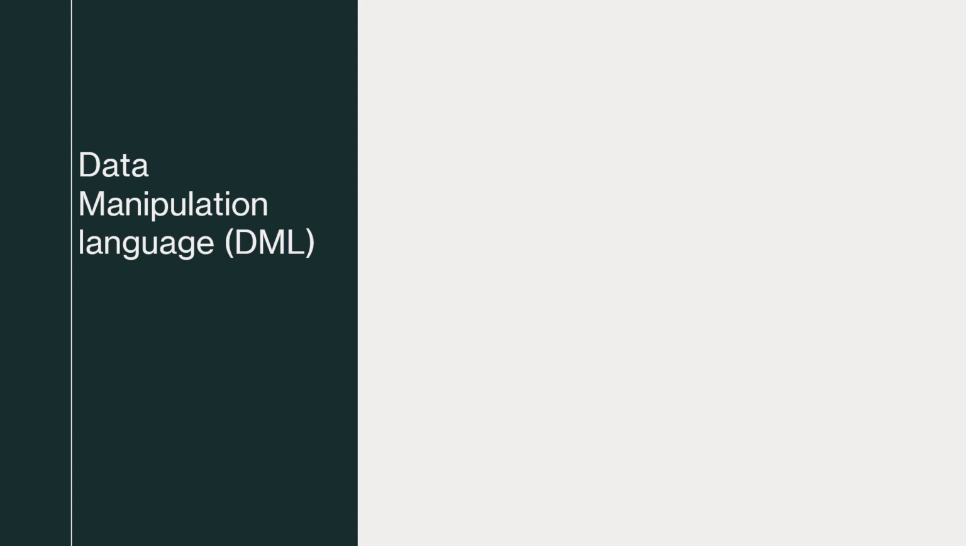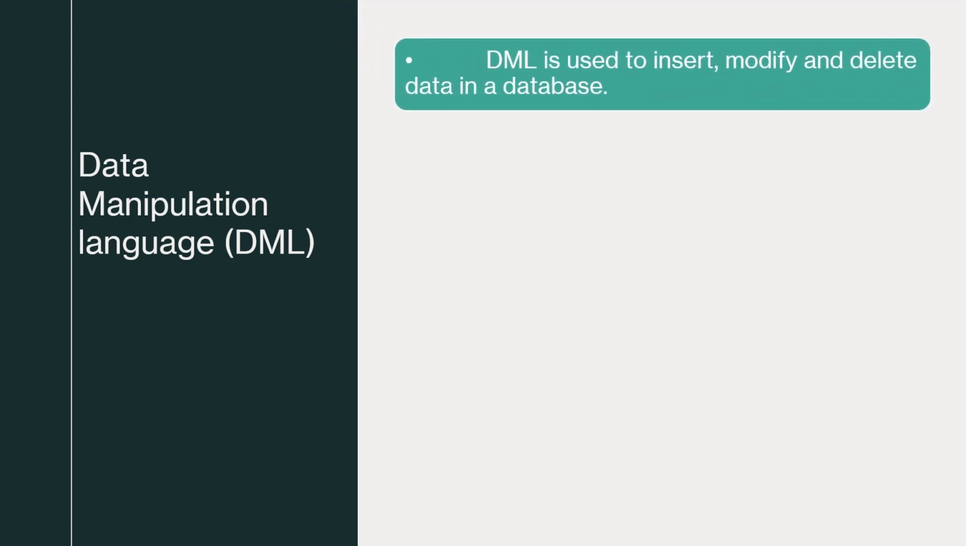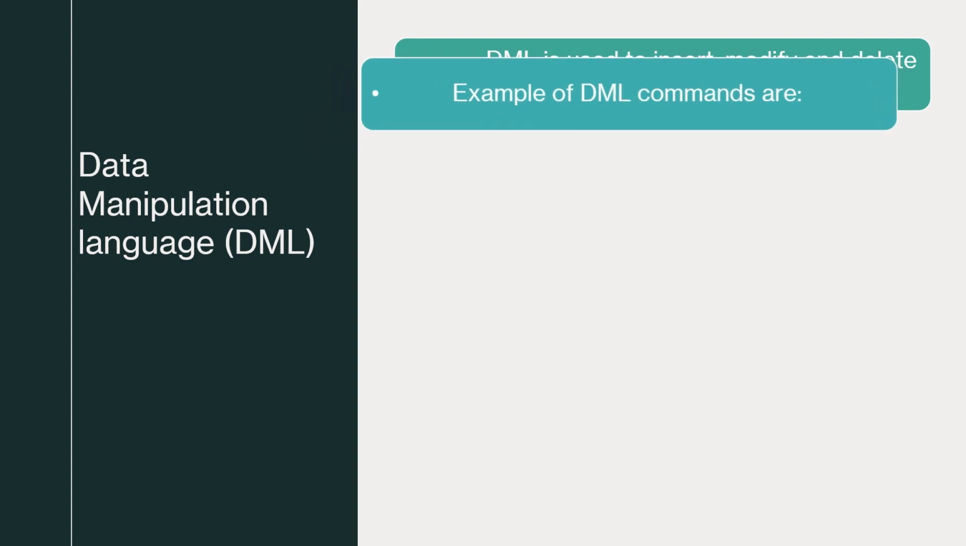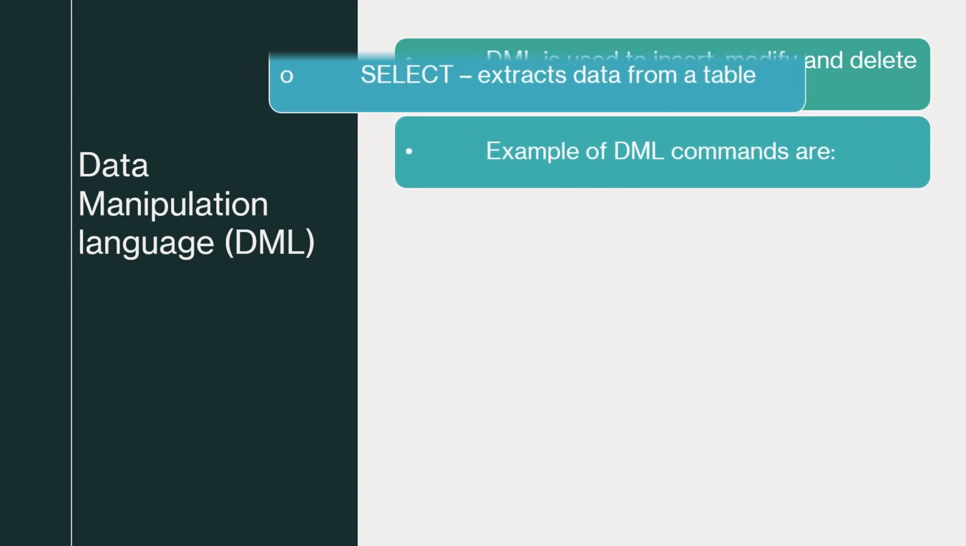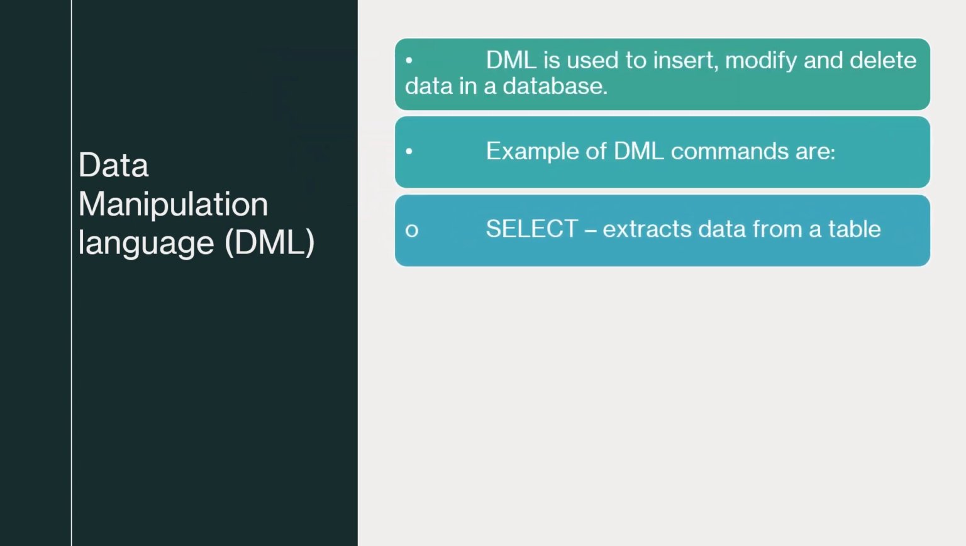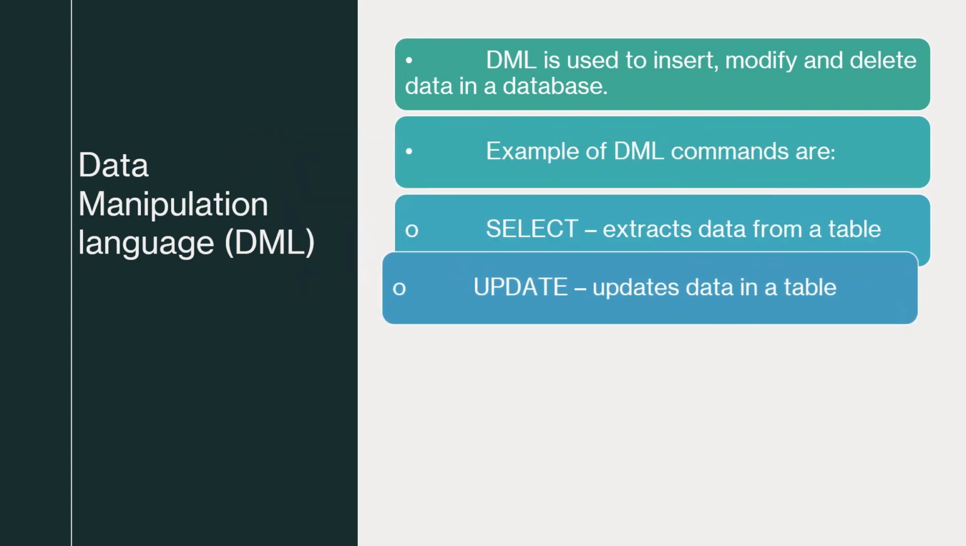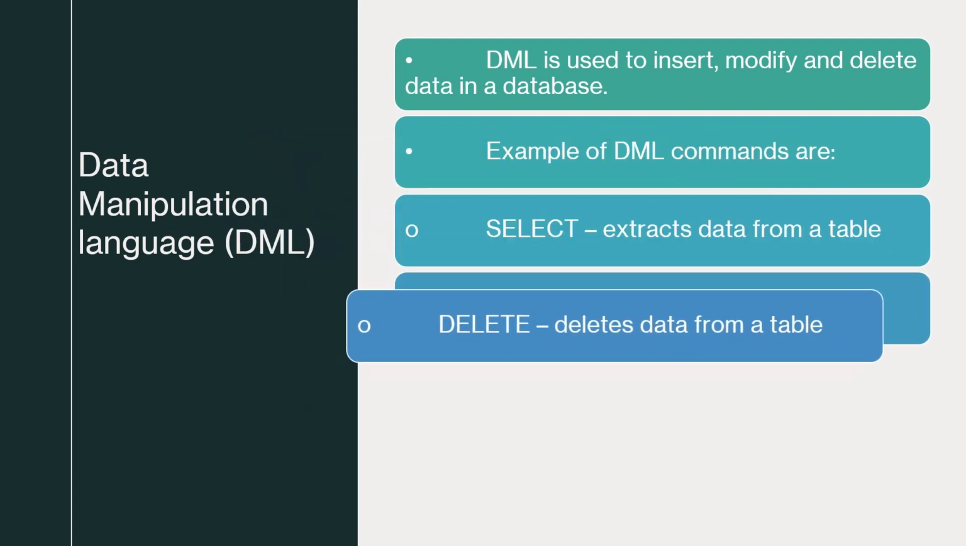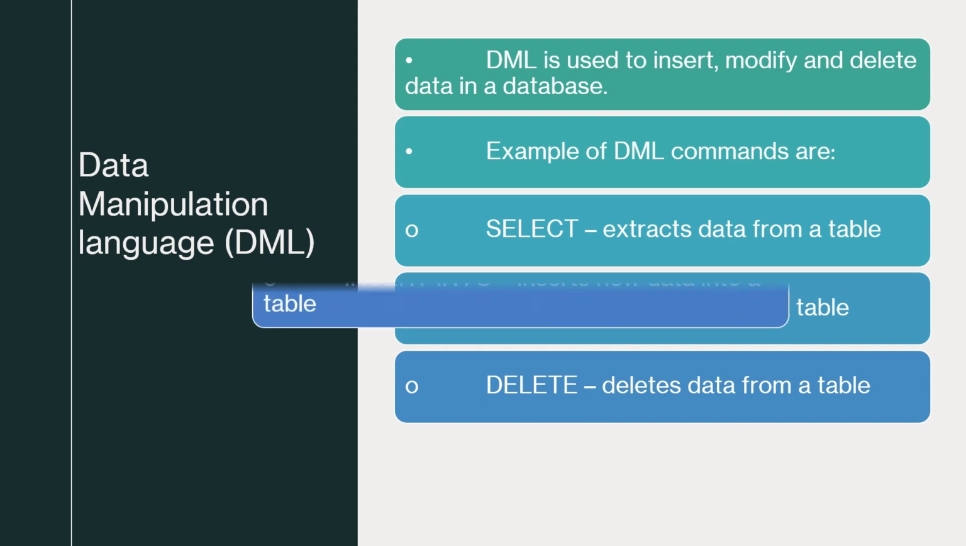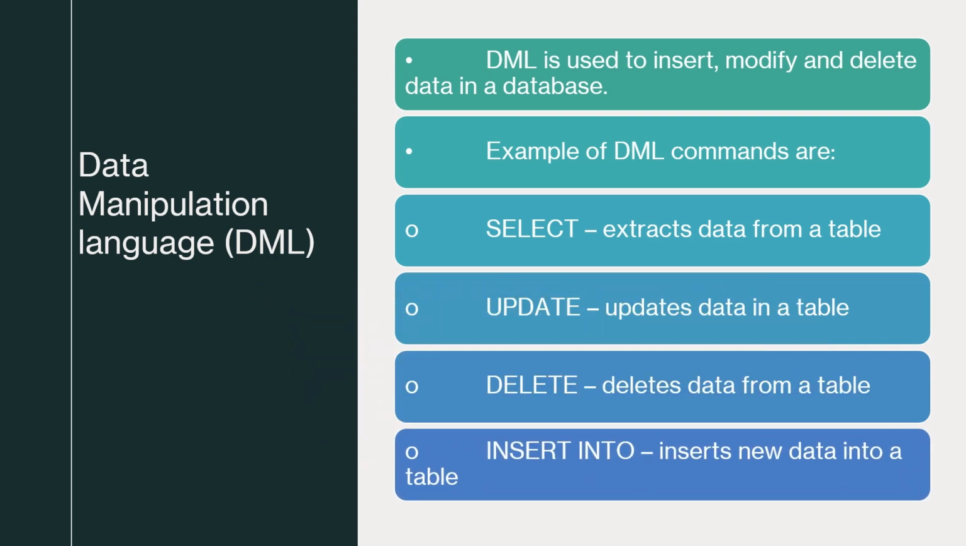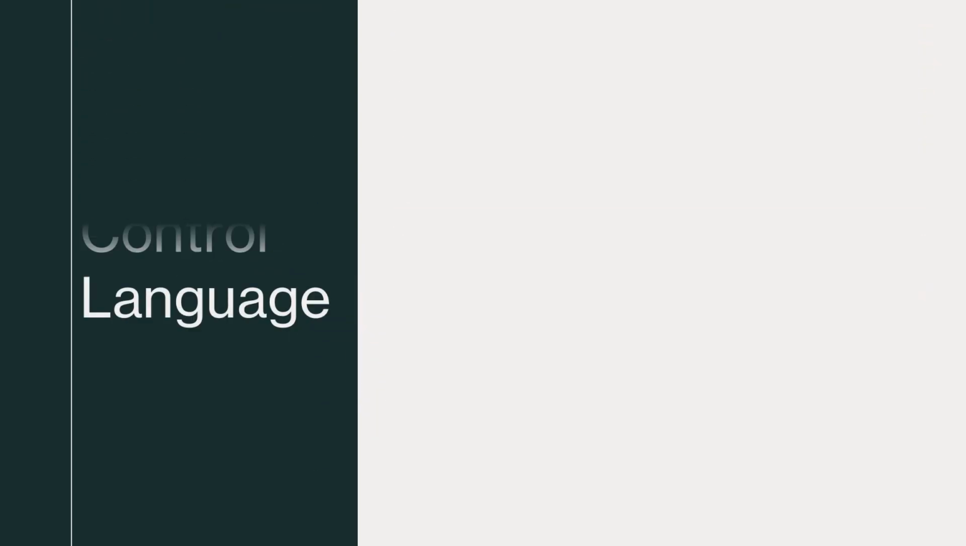Data Manipulation Language, DML. DML is used to insert, modify, and delete data in a database. Examples of DML commands are: select extracts data from a table, update updates data in a table, delete deletes data from a table, insert inserts new data into a table.